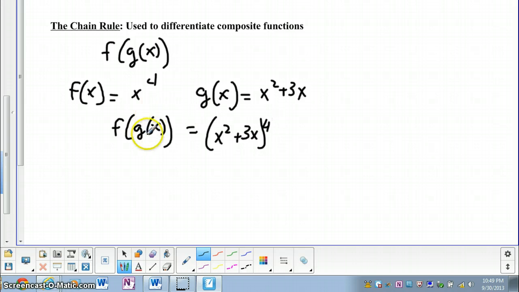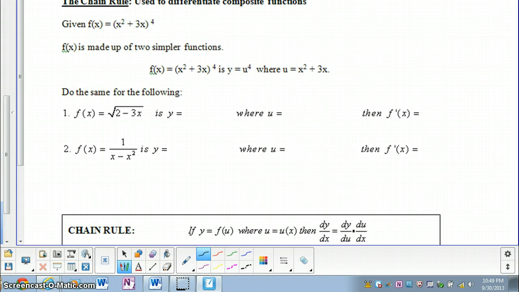So just a reminder of what this composite function is. Our goal when we come to our chain rule is we're going to be looking for those two simpler functions to help us derive our function. Okay, so here's our notes for our chain rule, and we have the same function of f of x is x squared plus 3x all to the fourth power. So again, it can be made up of two simpler functions where y could be equal to u to the fourth and u is equal to x squared plus 3x.